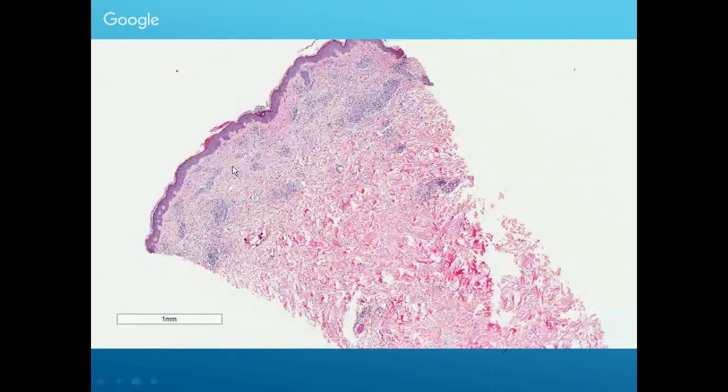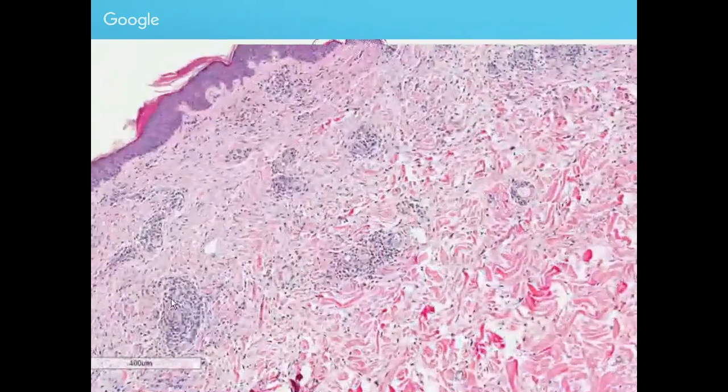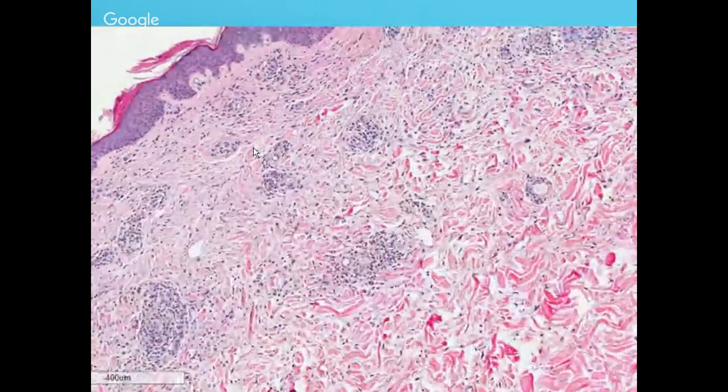So case 9 is the next reaction pattern. So what is this reaction pattern? If you look at the epidermis, not much changes in the epidermis, but in the dermis you see inflammation. So you go high power, you see this perivascular inflammation in the dermis. So you are dealing with perivascular dermatitis actually.